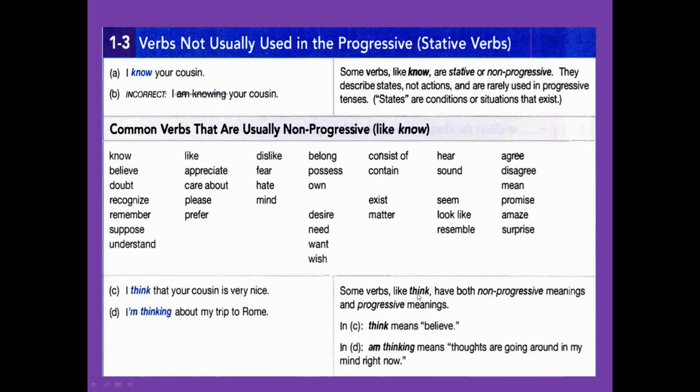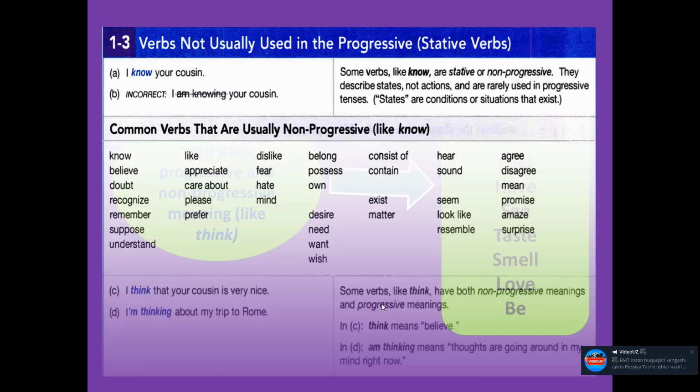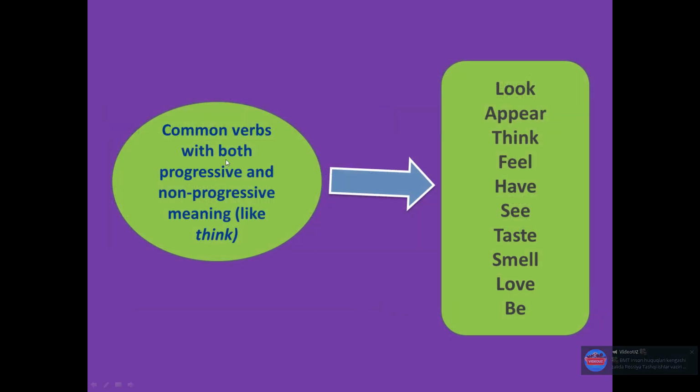Some verbs like think have both non-progressive meanings and progressive meanings. Look at examples. I think that your cousin is very nice. In this sentence, think means believe. And I'm thinking about my trip to Rome. In this sentence, I'm thinking means thoughts are going around in my mind right now. Common verbs with both progressive and non-progressive meaning are think, look, appear, feel, have, see, taste, smell, love, be.